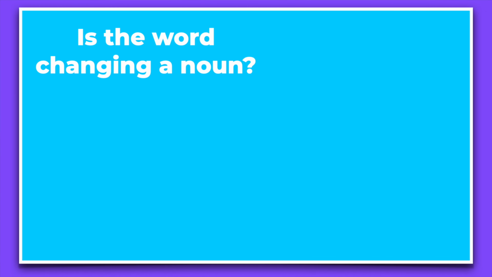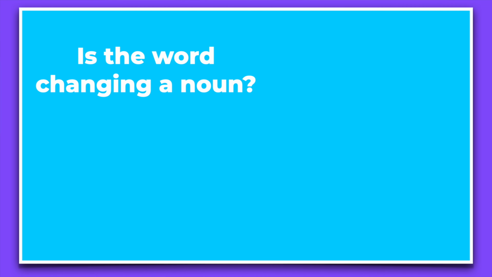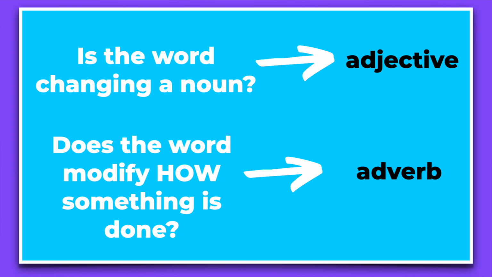Now here's a simple test to tell the difference. Read the sentence and ask yourself this: is a word modifying or changing the noun? If so, it's an adjective, even if it follows a linking verb. If it modifies how something's done, then it's an adverb. They focus on the action, the fashion something's done. Adverbs come after action verbs and mostly end in ly. Again, I said mostly. Now it's your turn to practice.